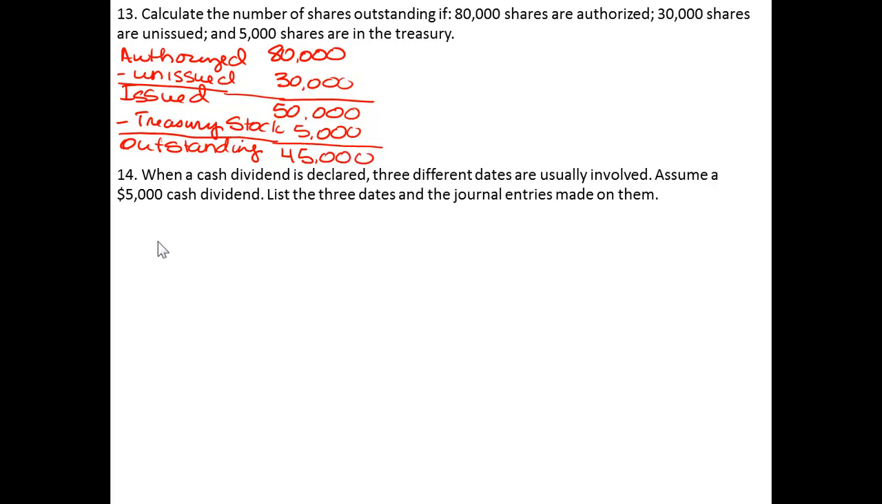Number 14 says when cash dividend is declared, there are 3 dates involved. There's the date of declaration, when the board of directors votes, where we debit the contra shareholders equity account called cash dividend or dividend, in this case for $5,000, and credit a current liability account called cash dividends payable or dividends payable for $5,000.